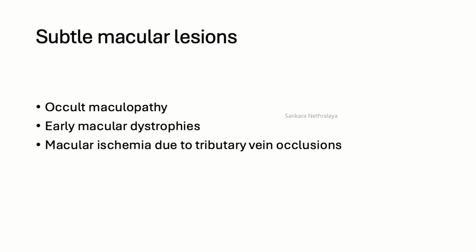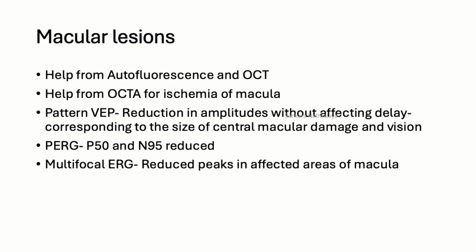And small tributary vein occlusions don't leave behind any telltale evidence. No sclerosed vessels will be seen, and the small area of ischemia looks like a normal retina. There, if you use OCTA, you will find that there is actually an area of macular ischemia, and hence the vision is poor. So these are all very subtle macular lesions, which if you are not alert to the possibility, you will not do the appropriate investigations. So you take help from autofluorescence.